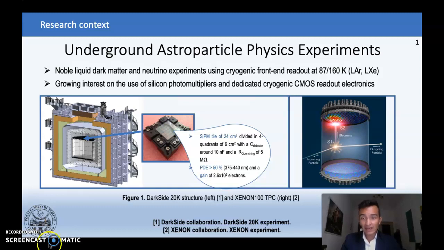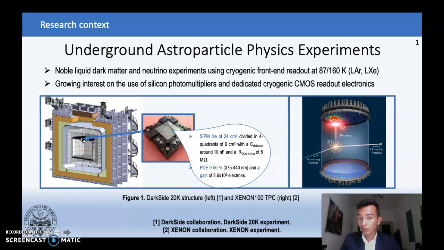In this case, the DarkSide 20K experiment is described by this structure. Basically, this chamber is filled with liquid argon that is used as a scintillator, as I describe in this figure. The scintillator enters in contact with the incoming particle and generates scintillations. The generated photoelectrons are detected by the silicon photomultipliers located at the top of the chamber.